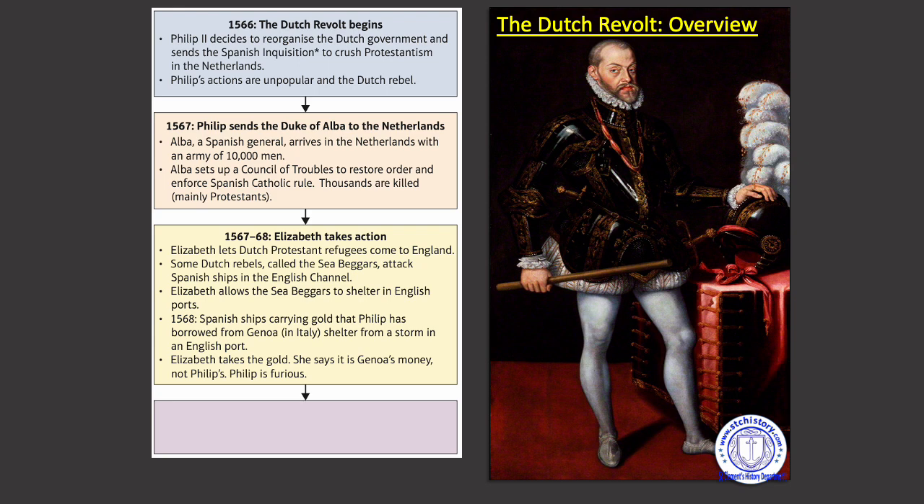So then in 1568, there's some Spanish ships carrying gold that Philip has borrowed from Genoa. So like a bank, he's got a loan that he's going to use to pay for his troops in Spain, to pay Alba, in the Netherlands. And Elizabeth steals the gold. She steals the gold. She says it's Genoa's money, not Philip's, but Philip is absolutely furious. So we'll do the Genoese loan as a separate box with the little threat bar up.